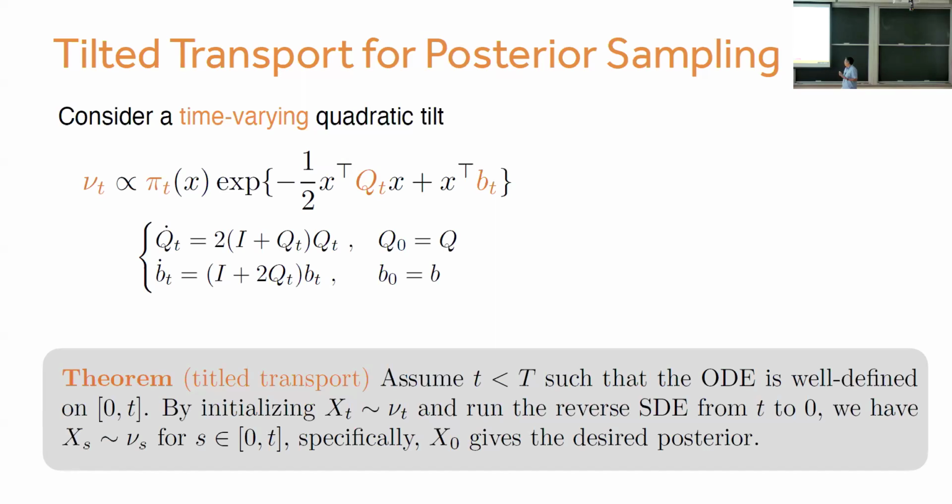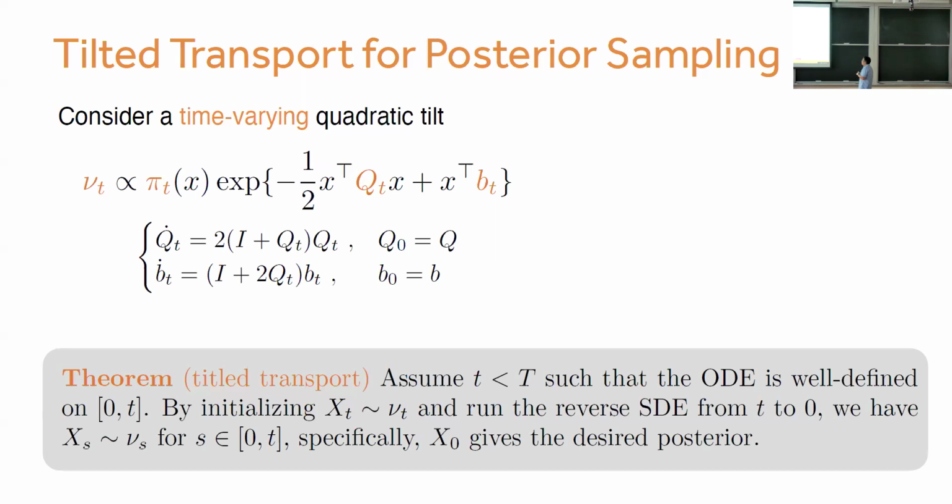Or the original prior data. So we can consider a time-varying quadratic tilt in such a form, indexed by t. Here pi t x is just the intermediate data distribution defined by the forward process, and this is just a quadratic term. And we define q0 equals q and b0 equals b. So when t equals 0, mu 0 is just the target distribution of our interest.